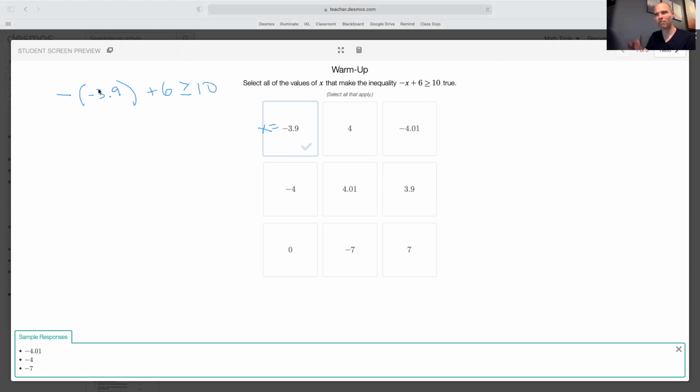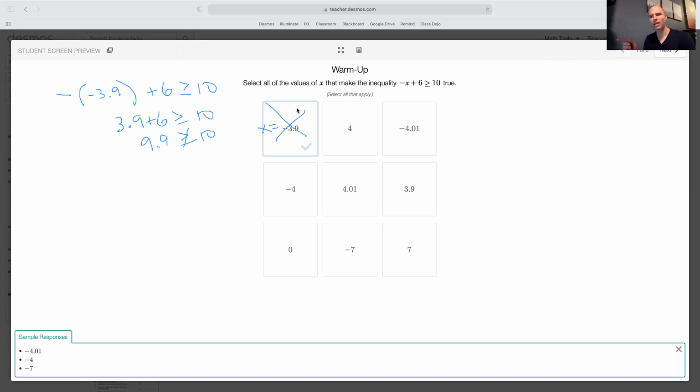Well, the negative of negative 3.9, or in other words, the opposite of the opposite of 3.9, negative and opposite essentially mean the same thing in this context. Then that's just going to be 3.9 plus 6 is greater than or equal to 10, which means 9.9 is greater than or equal to 10. That's not a true inequality. 9.9 is not greater than or equal to 10. So I would not check this box.